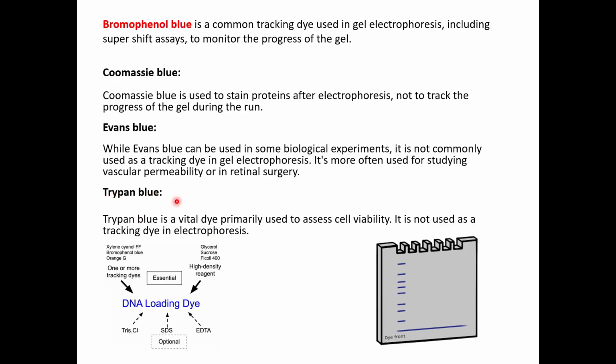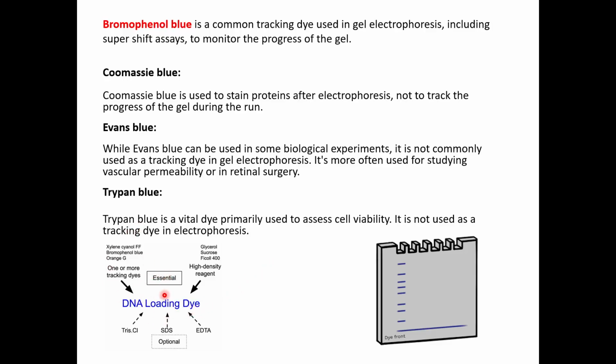So trypan blue is a dye which we use to see if a cell is still alive or if we have any dead cells. So we use it while cell counting during cell culture or in vitro when we grow cells and when we have to passage and seed a particular number of cells. So at that particular time, we need to know how many live cells are there. So we use trypan blue for that, and it is not a tracking dye.